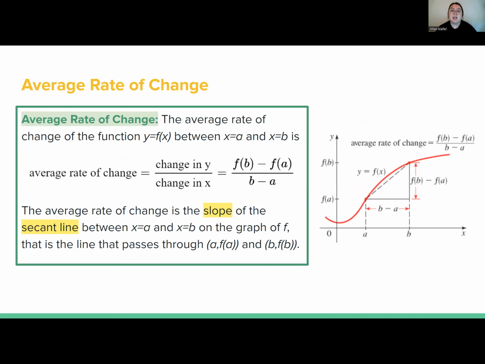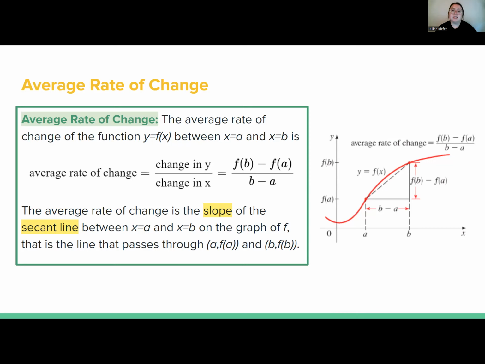So we have these x values a and b, our change in y, that f of b and f of a, that is your function evaluated at b and your function evaluated at a, divided by the actual values b minus a. So the average rate of change is the slope of the secant line between x equals a and x equals b on the graph of f. That is the line that passes through the points a, f of a, and b, f of b.